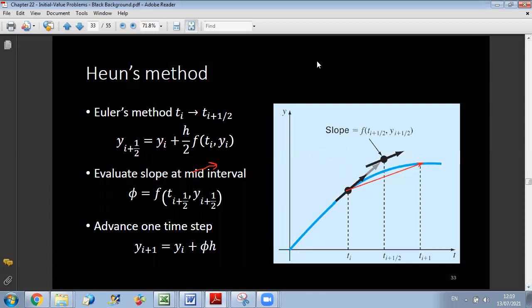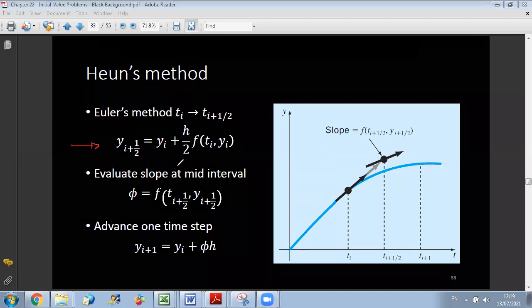So in summary, these are the steps that I should do, no need to iterate. I will just first find yi plus half by using that yi plus half is yi plus h over 2 f(ti, yi). Then I evaluate the slope at mid-interval, phi equal f(ti plus half, yi plus half). And then I advance one time step by saying that yi plus 1 is yi plus the slope that I found here. This is my estimate for the mean slope between ti and ti plus 1. So yi plus 1 is yi plus phi times h.